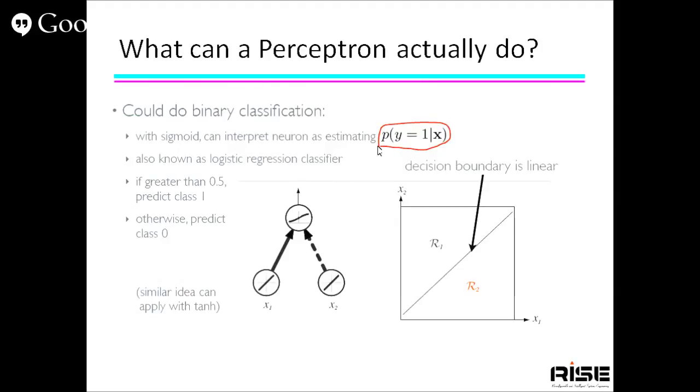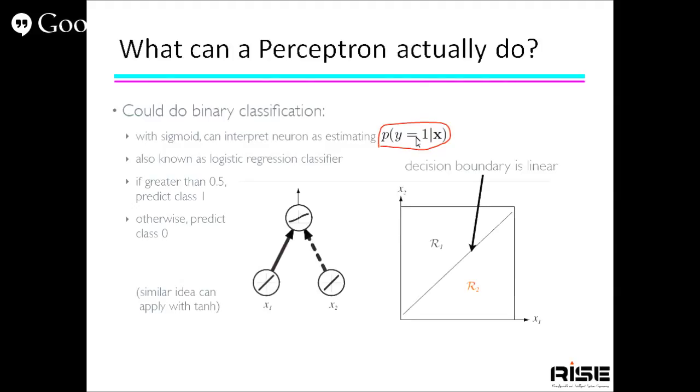So there are two classes, and whatever output you get is the probability that y is equal to 1, and the probability for y equal to 2 can be 1 minus the output. This single neuron classifier, the perceptron with sigmoid, is known as the logistic regression classifier. If the output is greater than 0.5, then it is highly probable that the class is y equal to 1. So if the output is greater than 0.5, you predict class 1, otherwise predict the other class, which is 0.